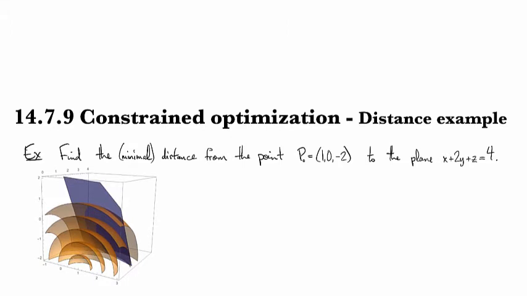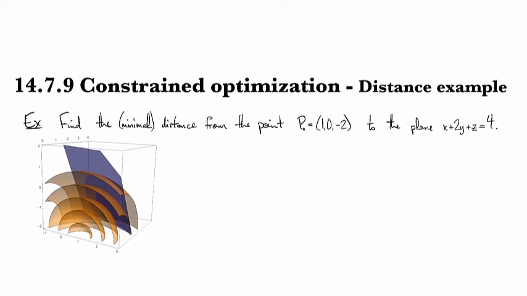The point of interest is right here, (1, 0, -2), and these spherical shells represent level curves of the distance function to this particular point. All the points at distance 1 from the one we're interested in form this sphere right here, and then there are larger and larger spheres as you go further and further away. The plane that we're interested in is this blue one over here.